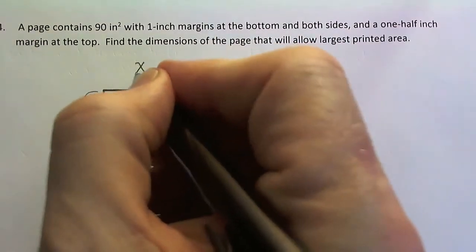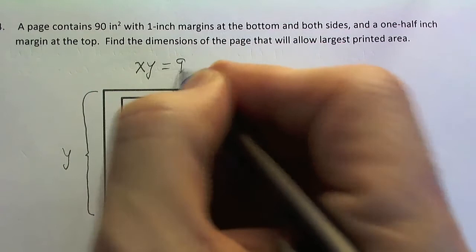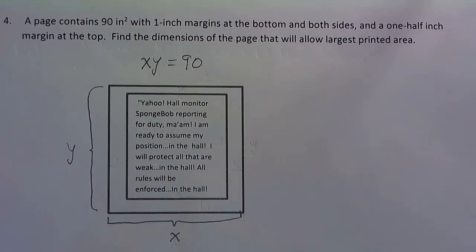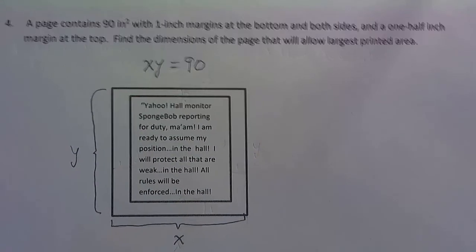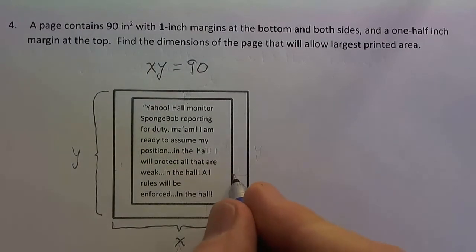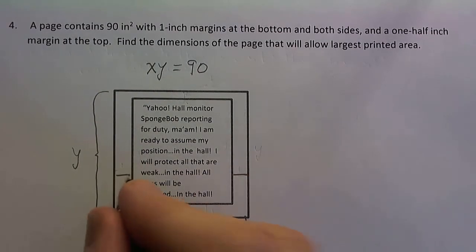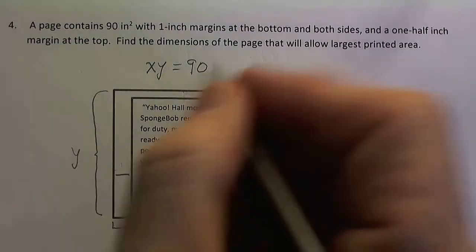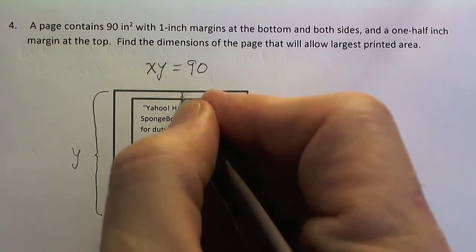So we've got XY equals 90, like that. So that's my constraint. Now the other part, we have to find the objective. So we're told that on the sides and at the bottom we have 1-inch margins. At the top, however, there's only a 1/2-inch margin.